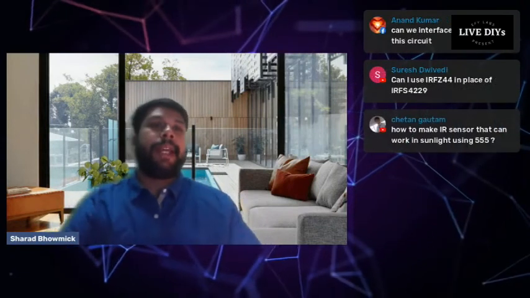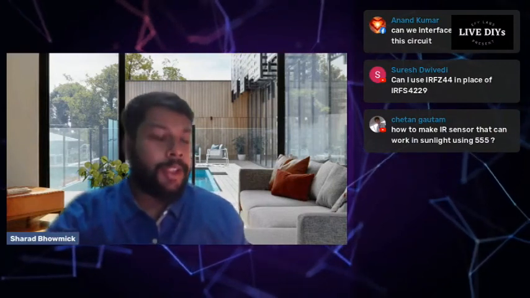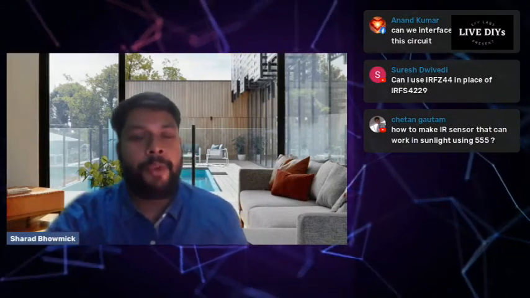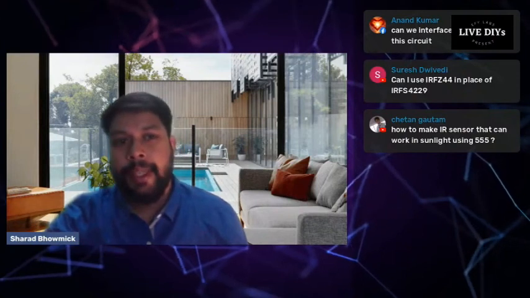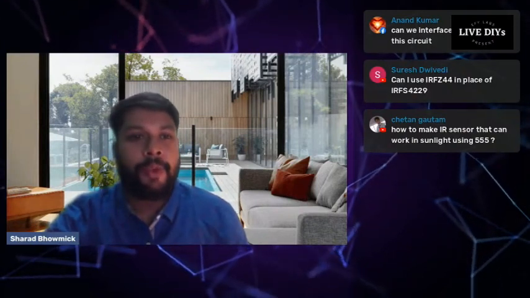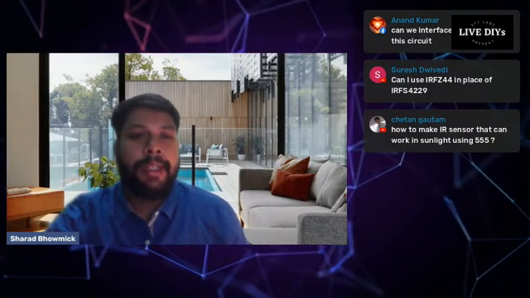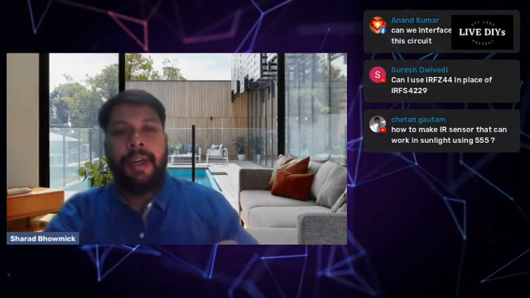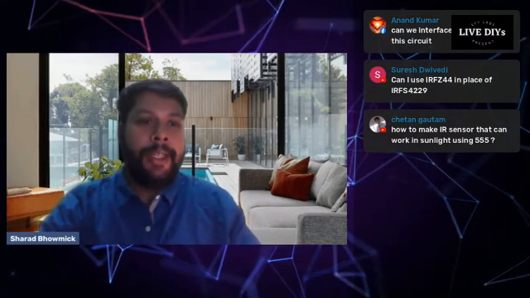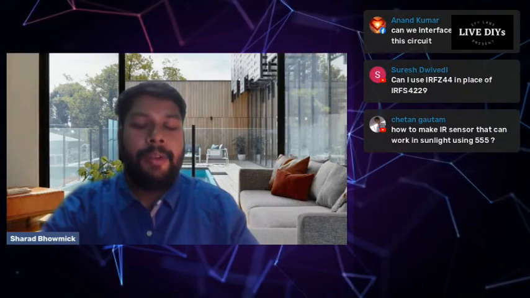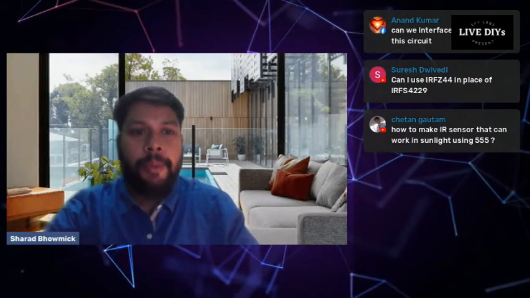Okay, so the question is, can I use IRFZ44 in place of IRFS4229? Actually I've used the IRFZ44 in this project, but yes, you can use IRFS4229 or any other similar MOSFETs because those are also N-channel MOSFETs and it will work. There won't be any problem.